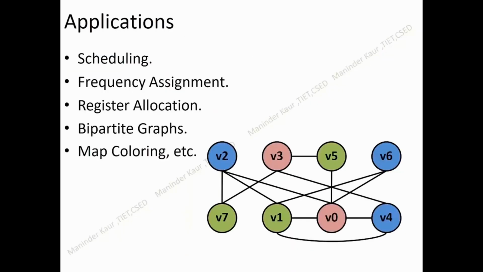Now, different applications of graph coloring: it can be used for scheduling purposes, for example timetable scheduling, for frequency assignment, for register allocation, for bipartite graphs and map coloring, etc. There are many applications of graph coloring. That's all for this session.